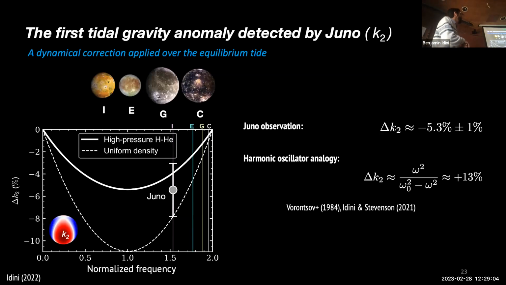So here we are obtaining our first retrieval from the tidal response of Jupiter from the spacecraft. That is this number, Juno observation, delta k2 is minus 5% with an error bar of 1%, 1 sigma. That means this minus 5% means that the tide in Jupiter is 5% smaller than the equilibrium tide. And we know the equilibrium tide very well. There is almost no uncertainty in that model.